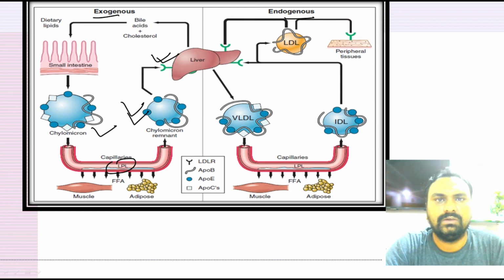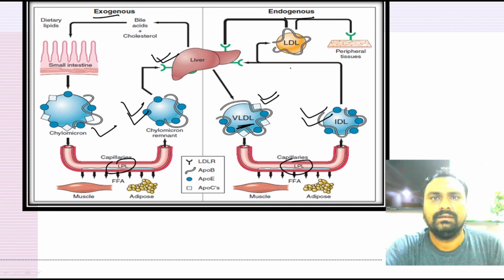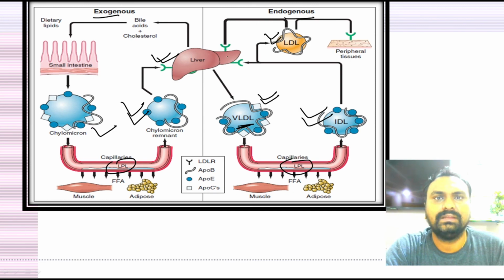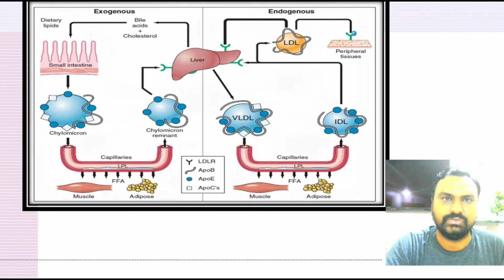While whatever lipids are endogenously produced, if they have ApoB100, they will form the VLDL, taken up by the capillaries of the peripheral tissue, and lipoprotein lipase will break down the triglyceride, and ultimately IDL is formed. Then 50% of IDL is taken up by the liver, while the other 50% is converted by hepatic lipase to LDL. LDL has two fates: 70% will be taken up by the LDL receptor present in the liver, and 30% by the peripheral tissue.